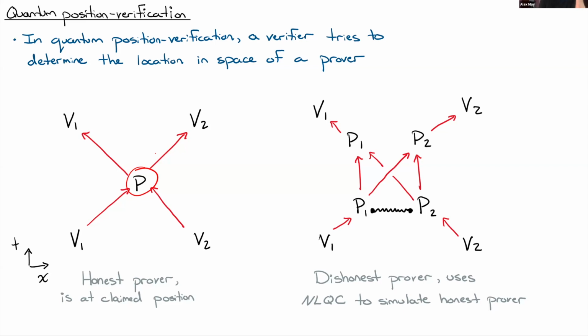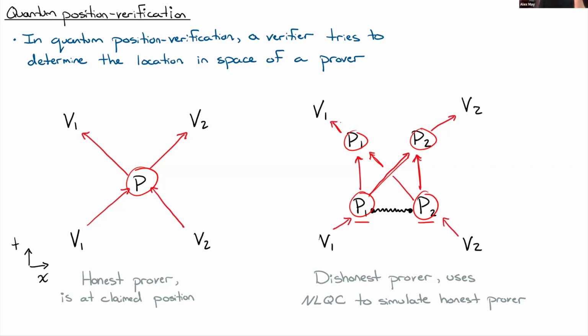In particular, the prover is going to have themselves two agents, P1 and P2, who are sitting on either side of the location where they're claiming to be. They're going to, in general, distribute entanglement between themselves. And then they're going to intercept these inputs from the verifiers, perform some operations, perhaps using their entanglement, use this one round of communication, perform another round of operations, and then try to send back the correct response, or the correct output, to this computation.